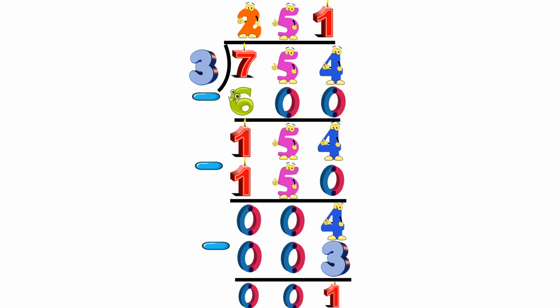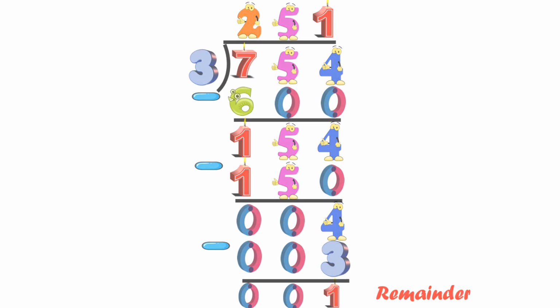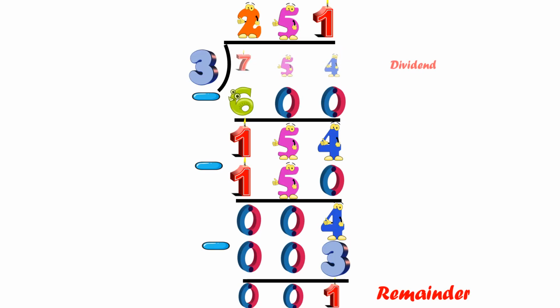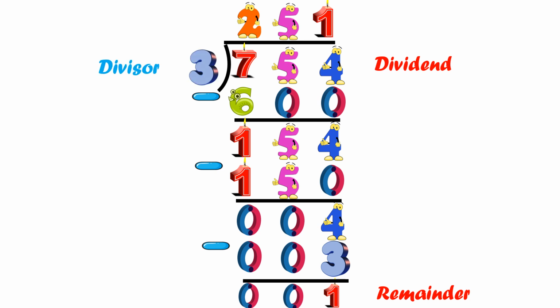Now, can this 1 be divided by 3? For sure not, since 1 is less than 3. So the remainder of this long division is 1. So in order to divide 754, which is the dividend, by 3, which is the divisor, we get the answer 251, which is the quotient, and the remainder is equal to 1.